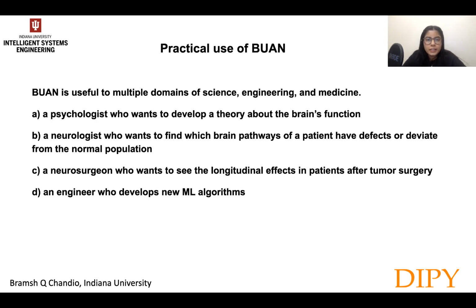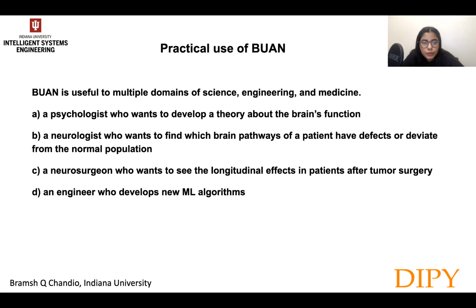Some of the practical uses of BUAN are in multiple domains of science, engineering, and medicine. For example, a psychologist who wants to develop a theory about the brain's function can use BUAN. A neurologist who wants to find which brain pathways of a patient have defects or deviate from the normal population can use BUAN. Or a neurosurgeon who wants to see the longitudinal effects in patients after tumor surgery or any other brain surgery.